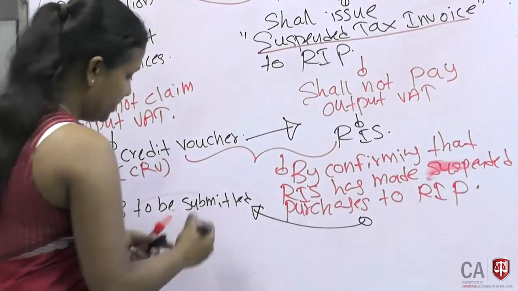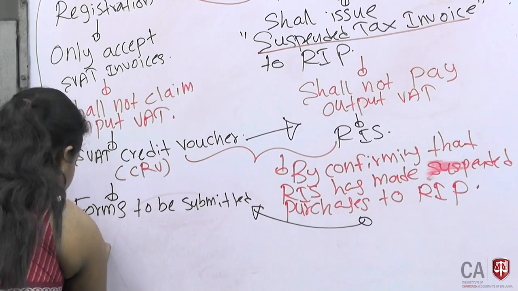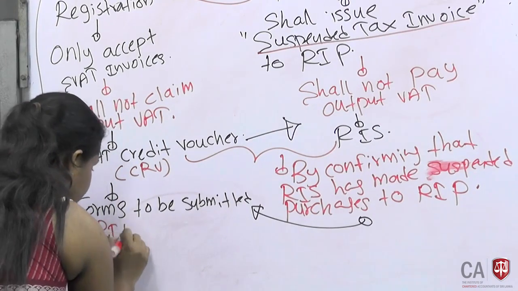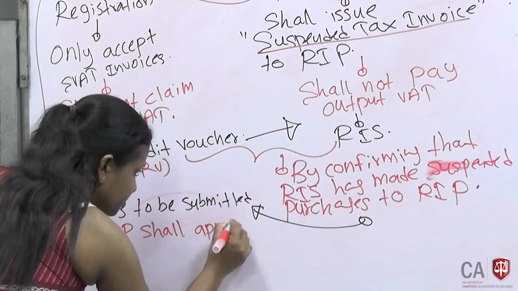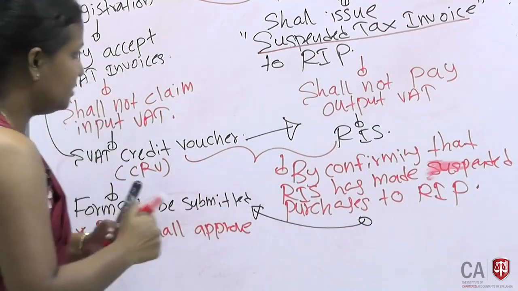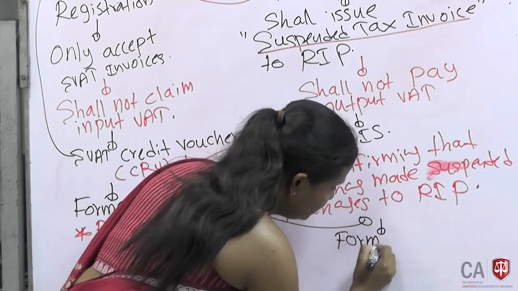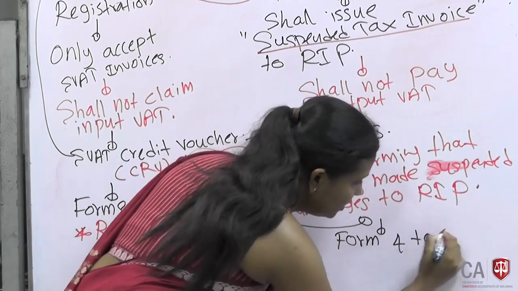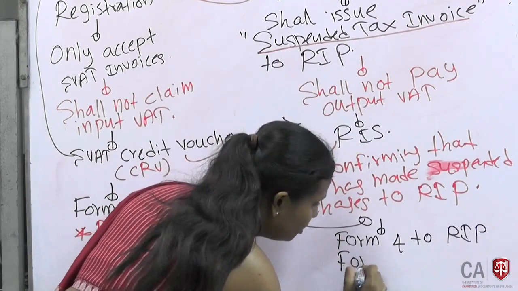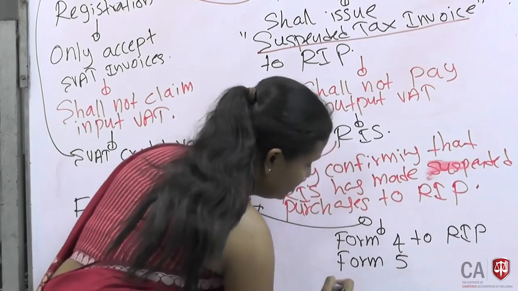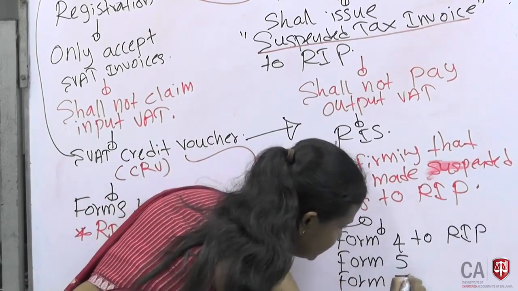From both of them. We will see what the forms are. RIP shall approve; before this, come to this, RIS shall submit form 4 to RIP, and form 5 from the RIS side, and form 7.